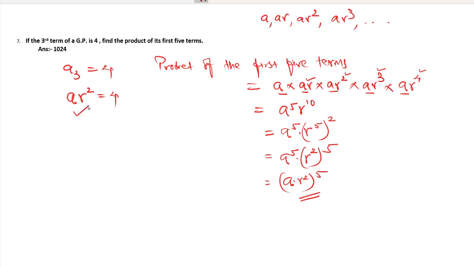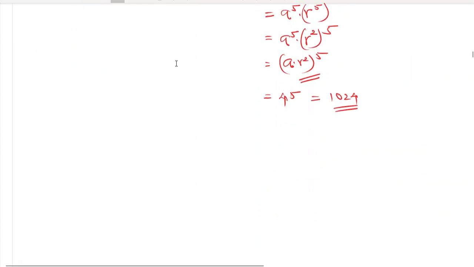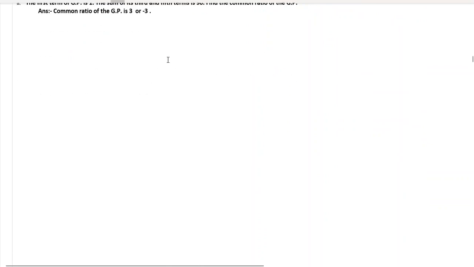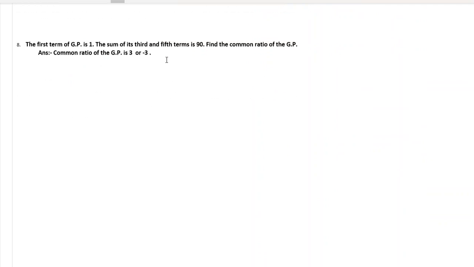We already know what is A into R square. It is 4. So 4 raised to 5 is the product of first 5 terms. 4 raised to 5 is 1024. 4 into 4 into 4 into 4 into 4 is 1024. Right? So that's how you get this answer. Let's move to the next question.